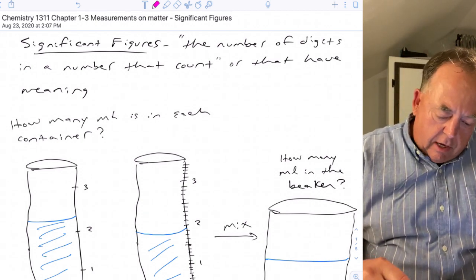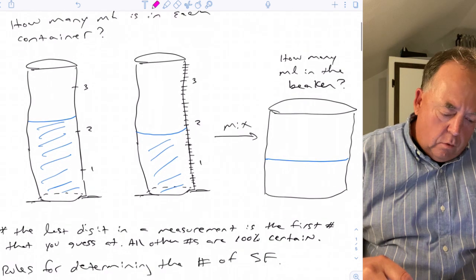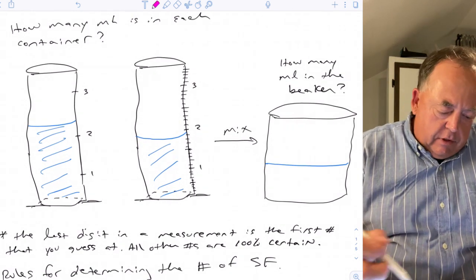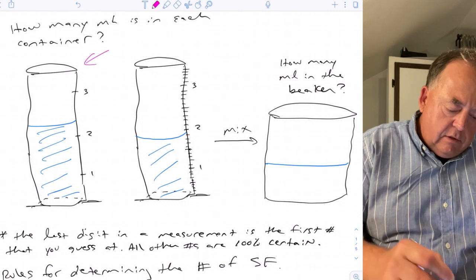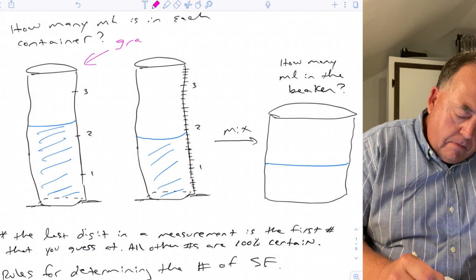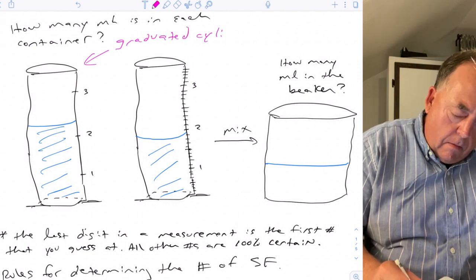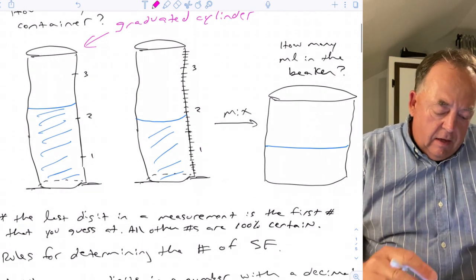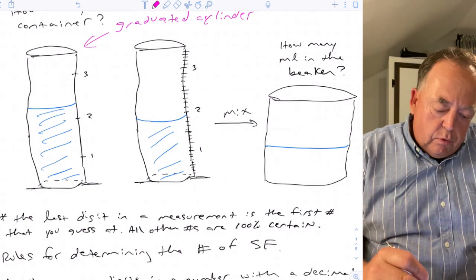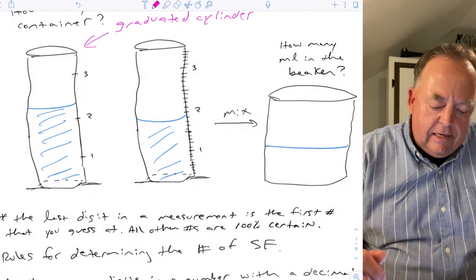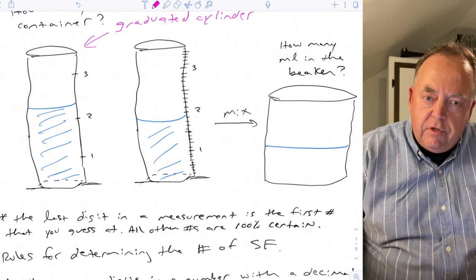So to illustrate the concept, if we wanted to go in the lab and measure some water out, for example, we would take a piece of glassware that looks like this. Glassware that looks like that is called a graduated cylinder. So if we take the graduated cylinder on the left, and I ask you how many milliliters of water is in that cylinder, what would your answer be?